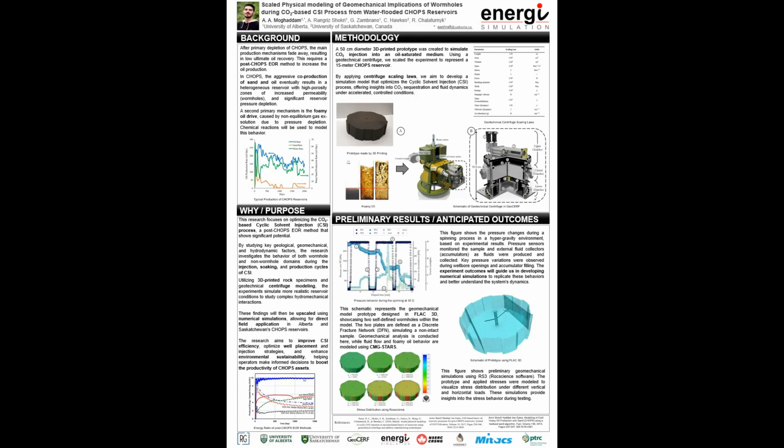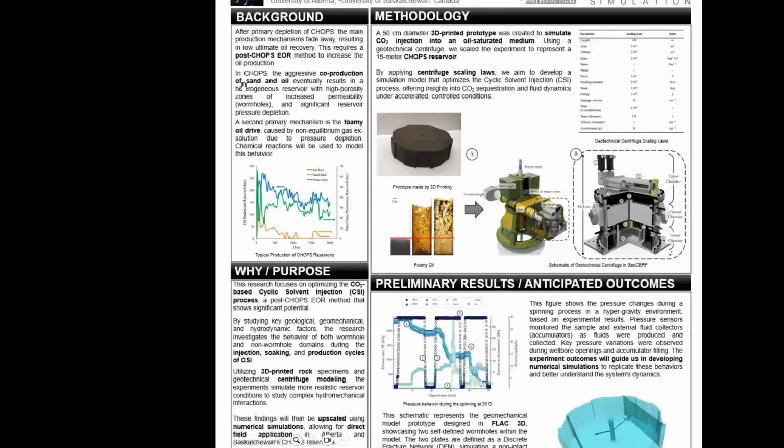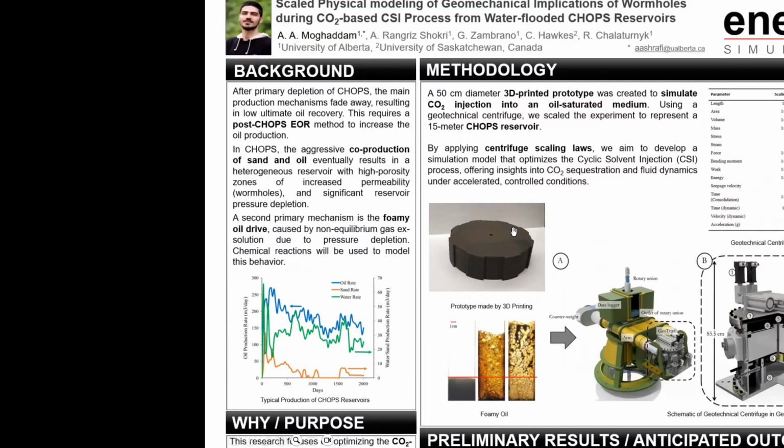We will start with background and purpose. CHOPS is a well-known heavy oil recovery method that involves the aggressive co-production of sand and oil, leading to the formation of wormholes, high porosity zones with increased permeability. These zones create heterogeneity in the reservoir, causing significant reservoir pressure depletion and affecting subsequent oil recovery methods.